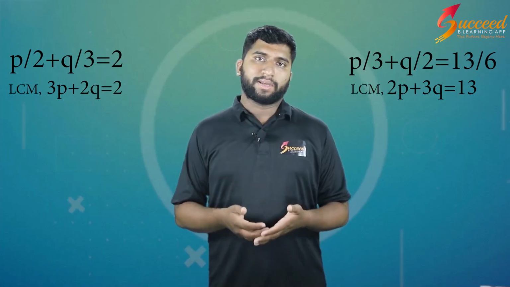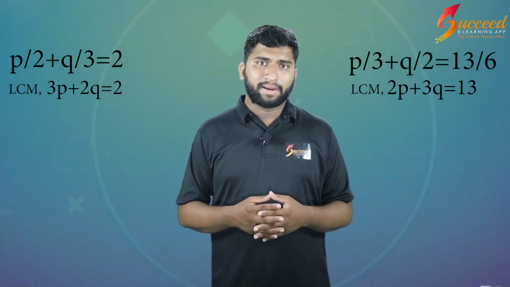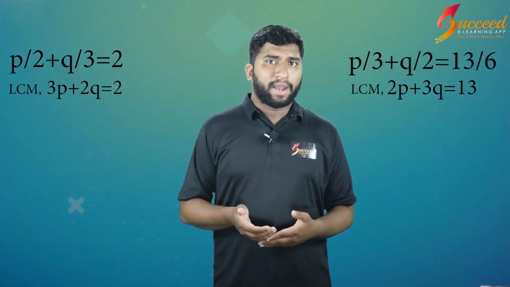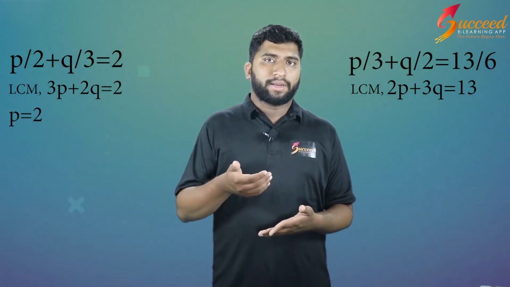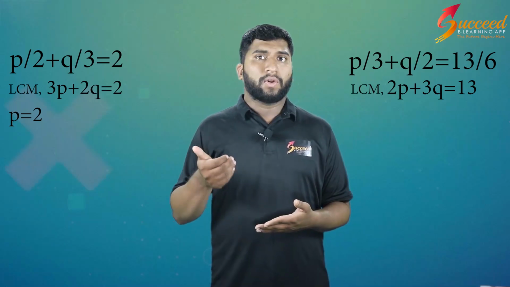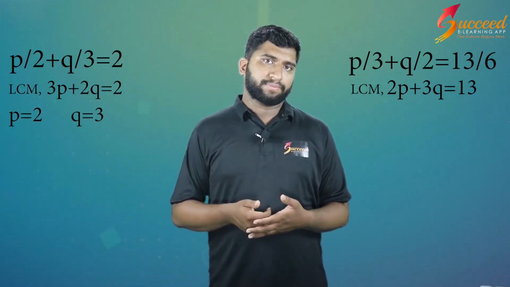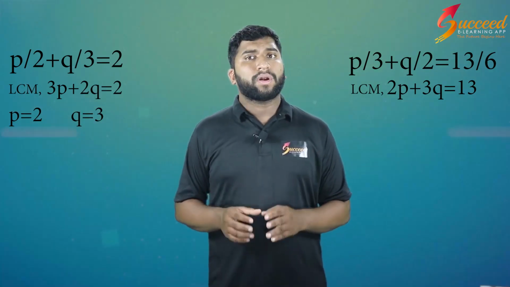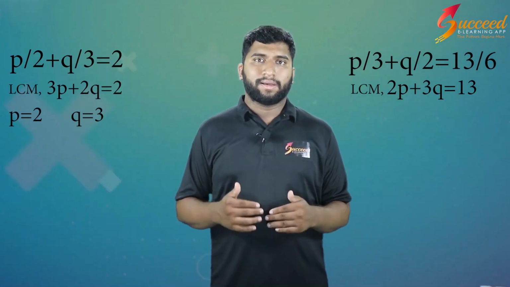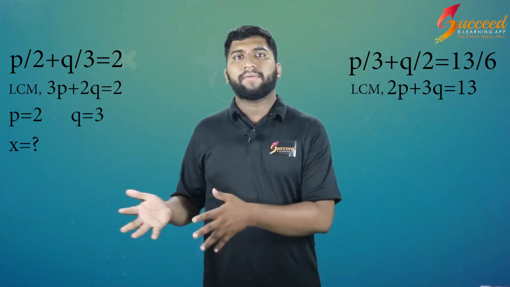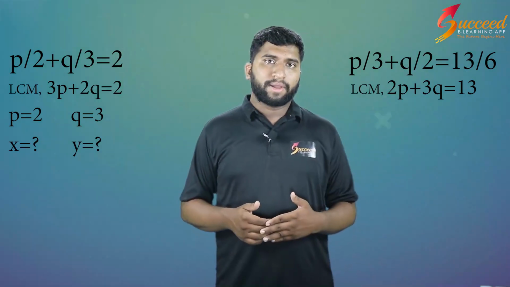Yes, after solving them using the elimination method, we get the p and q values. The p value we get is 2 and the q value we get is 3. But here we don't want the p and q values. What we need to do is find the x and y values. How to find the x and y values?